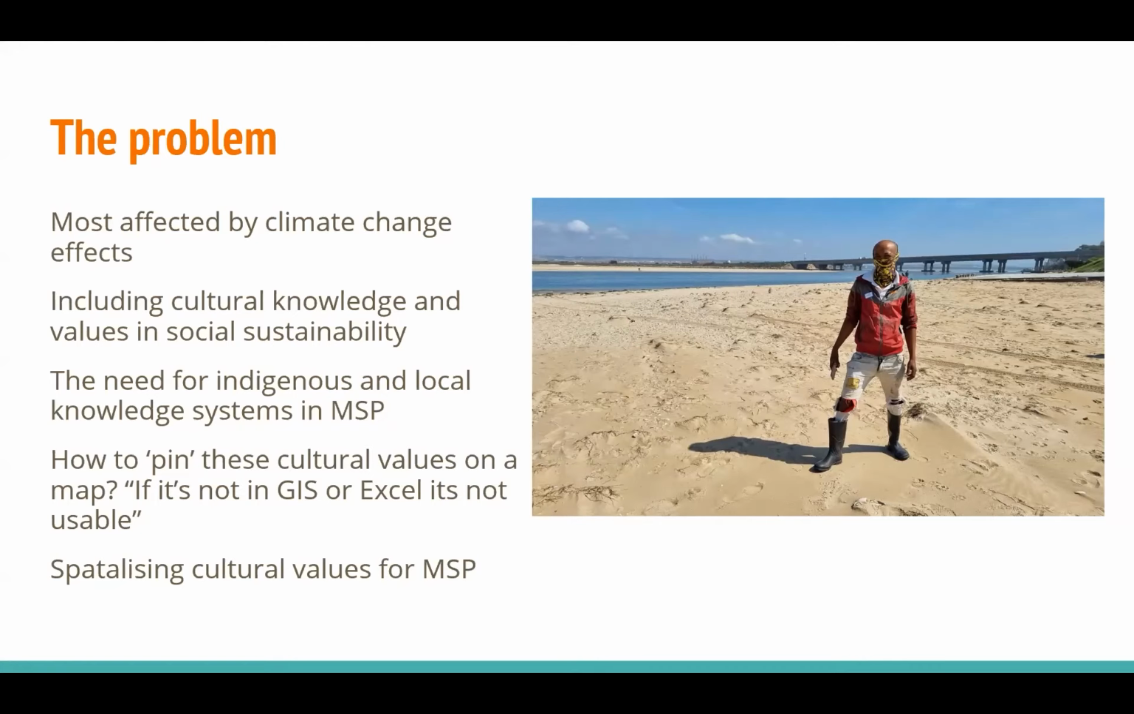There's a need to include indigenous and local knowledge systems in marine spatial planning and area-based ocean governance. And there's a lack of research on how to actually include more cultural and spiritual connections and values of the oceans and the coast. Another problem is how then to pin these cultural values on a map, as we might hear from policymakers or researchers that if it's not in GIS or in Excel, it's not usable. And what we need to look at is how we actually spatialize cultural values for use in marine spatial planning.